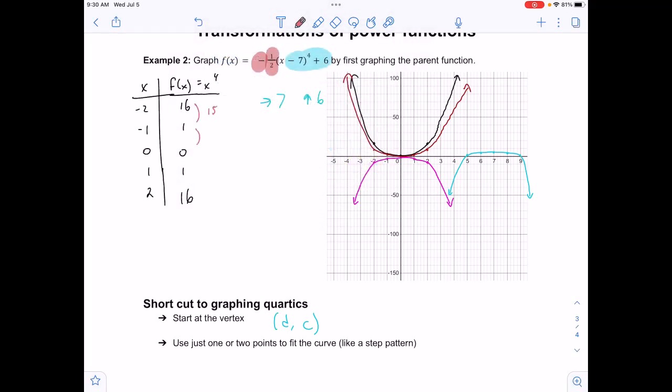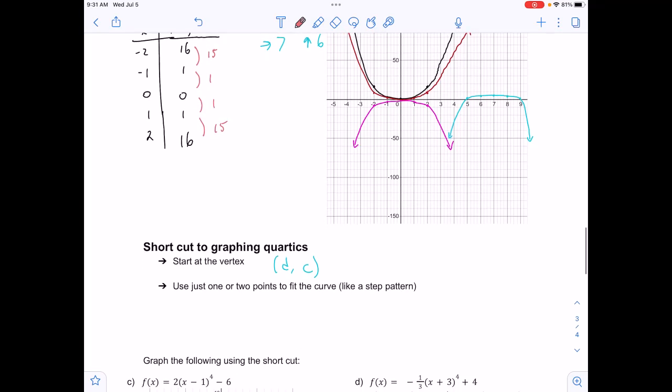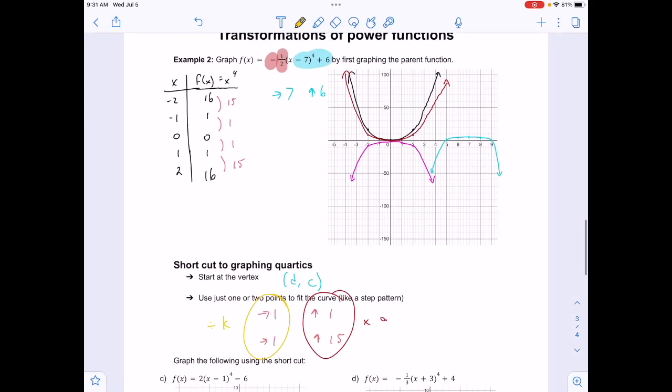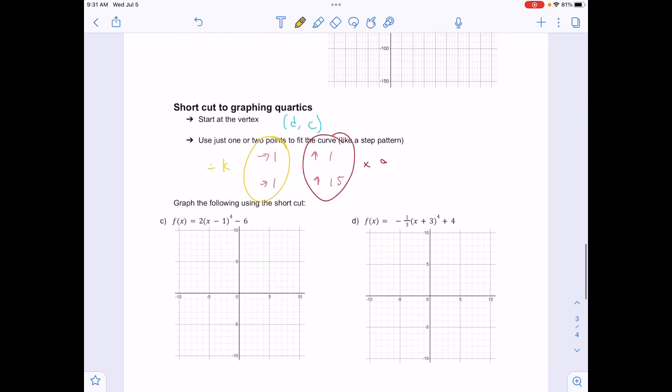Well, this is 15 and then 1. So our step pattern usually is right 1, up 1, right 1, up 15. But recall that we have to transform that. So my verticals, I'm going to multiply by my A value, and the horizontal shifts I need to divide by the K value. There was no K value in this example, so I didn't have to show it. Okay, let's graph 2 examples using this shortcut now.